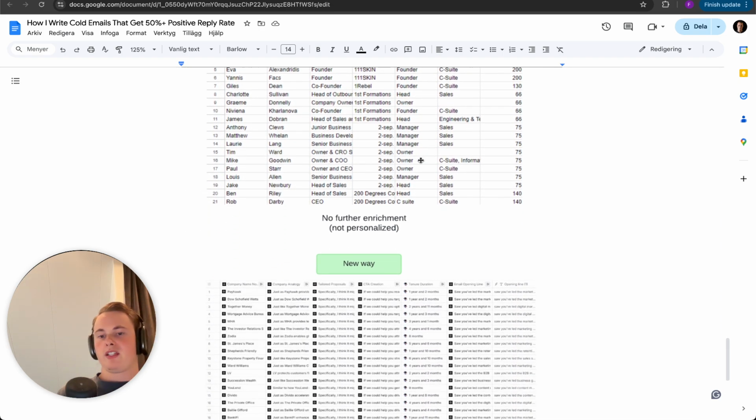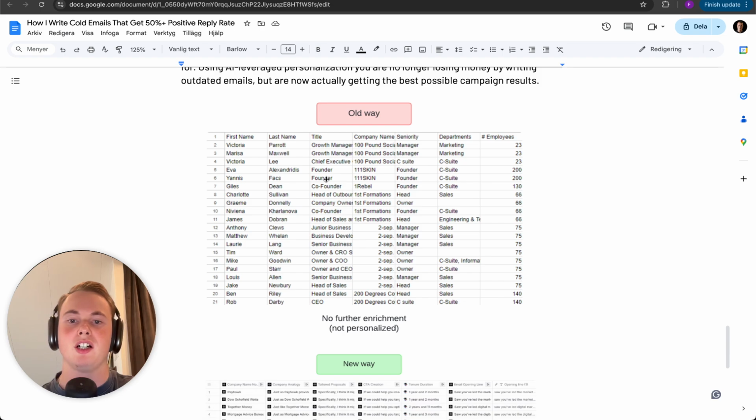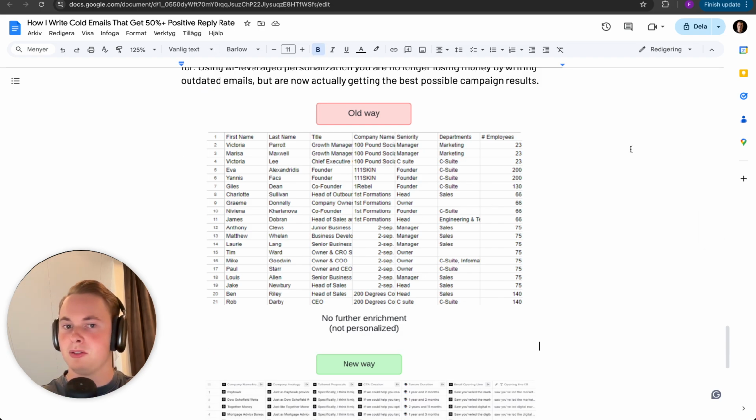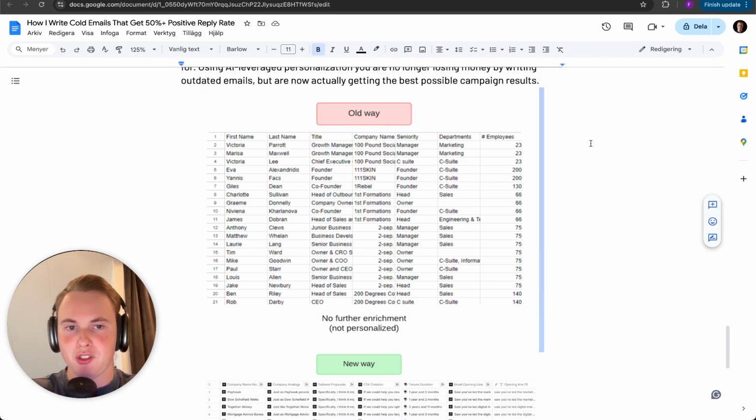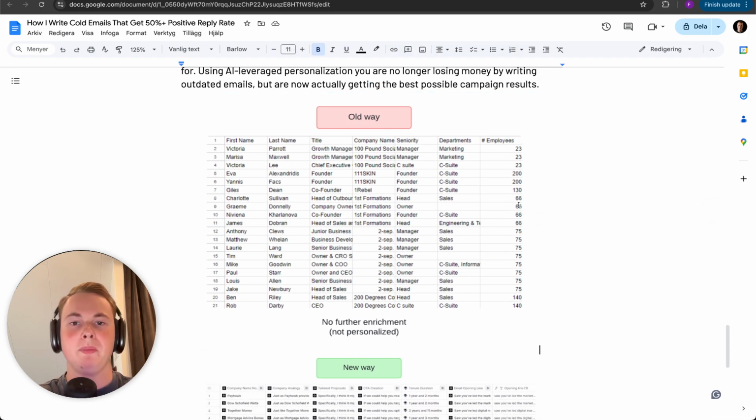So the next thing I'm going to talk about is the lead list, because that's a huge part of your campaigns performing, along with the copy. If you send a bad lead list, you can't expect good copy to perform if the targeting is totally off. The old way of doing this is you get a lead list, but you don't further enrich it. You just reach out to a company with variables like first name, title, company name, employees. It's super basic, super vanilla. Everyone who just gets a lead list from Apollo does exactly this.